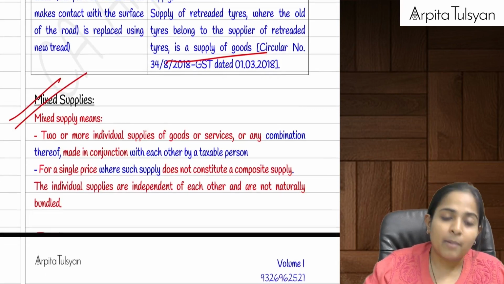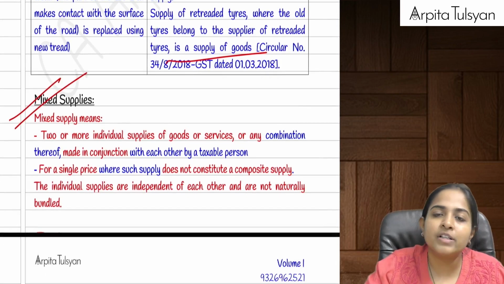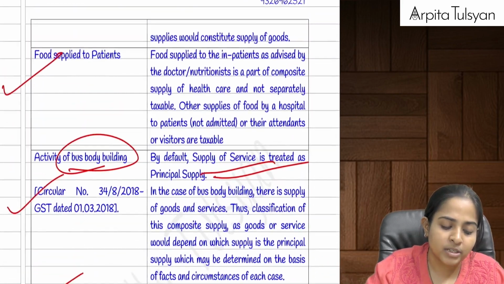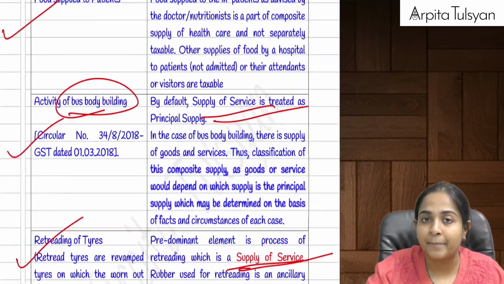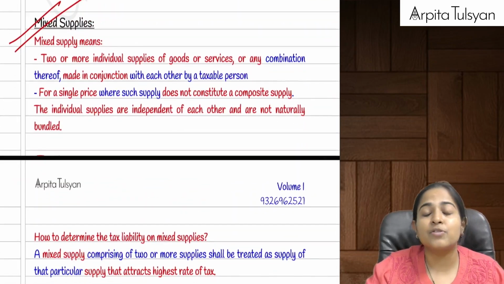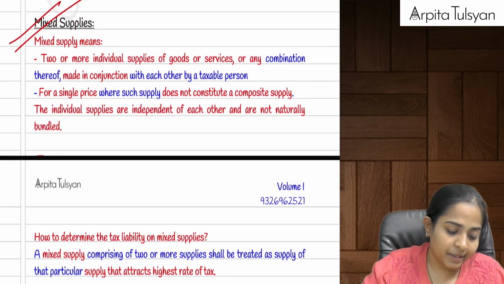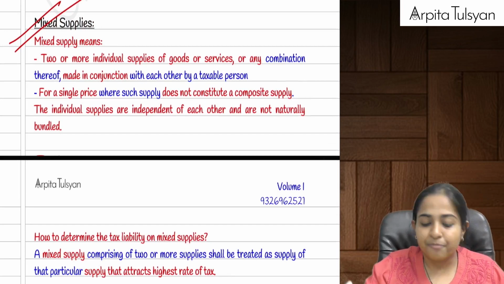Okay. Going on to the next concept, last concept of section number 8. It is talking about mixed supply. Just now we spoke about composite supply. In composite supply, which rate of GST was applicable? The rate of GST as it was applicable to the principal supply. Now, what is going to happen in case of mixed supply?